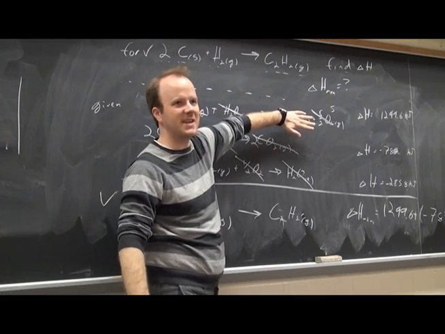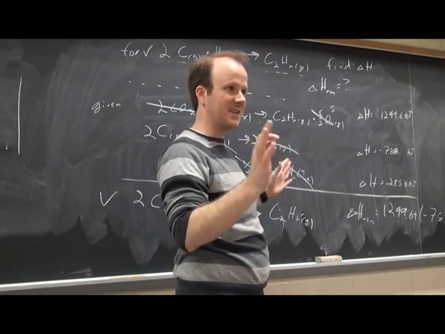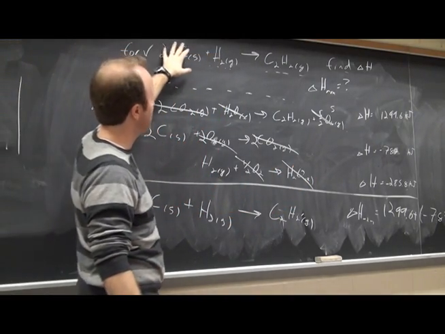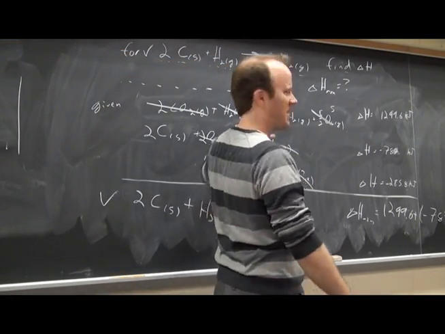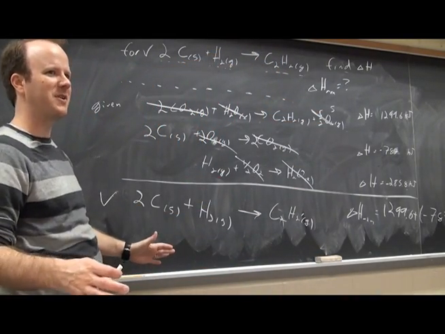Say you didn't have this. Say you had a table. Products minus reactants. Same old story, right? They will give you exactly the same answer. So if you've got a table, I could give you all these reactions. I could give you 10 reactions, and you have to do some crazy Hess's law problem.